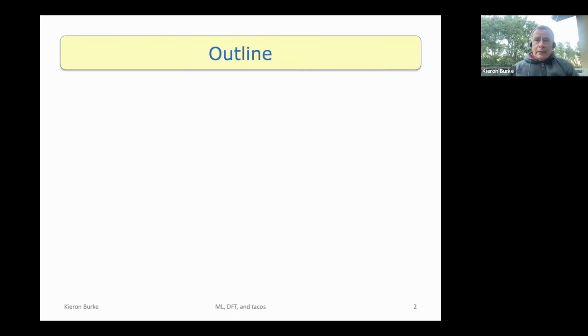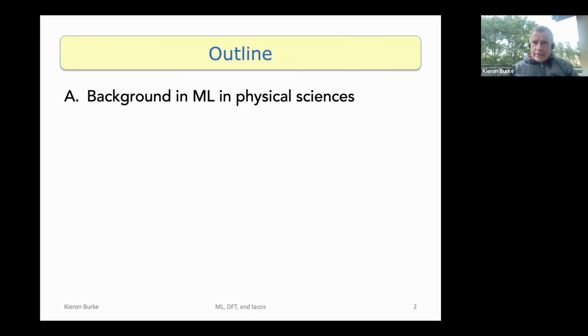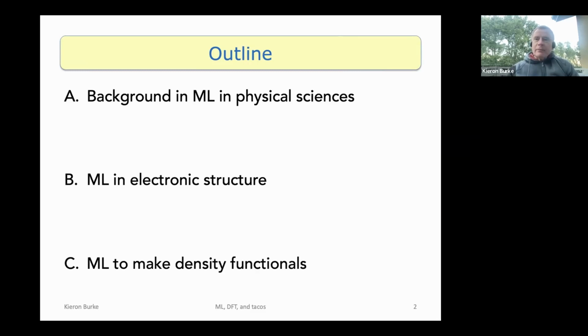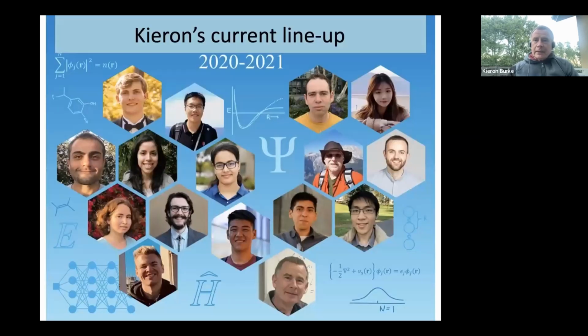Okay, so the outline of today's talk is, first I'll talk a little bit about machine learning in physical sciences. I got involved in it about 10 years ago, and these days I teach a graduate course on the topic in general. So I'll give some very general background. Then I'll switch to machine learning in electronic structure. It's had some impact over the last 10 years, and we'll see that it's appearing all over the place. And then finally, I'll end with machine learning to make new density functionals, which is what I have wasted my life on.